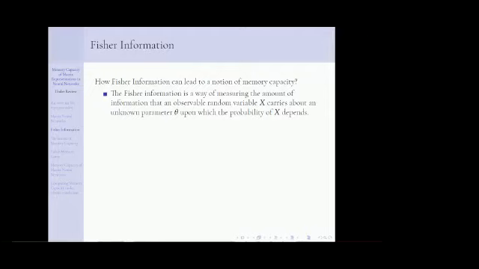Whereas if p of x does not change rapidly with theta, that is, it remains flat with changes in theta, then we can say that the probability distribution of x does not contain much information about theta, because it's not changing much with theta. Therefore, the notion of information for a random variable x parameterized by theta can be considered as how much change there is in the probability distribution of x given changes in theta.